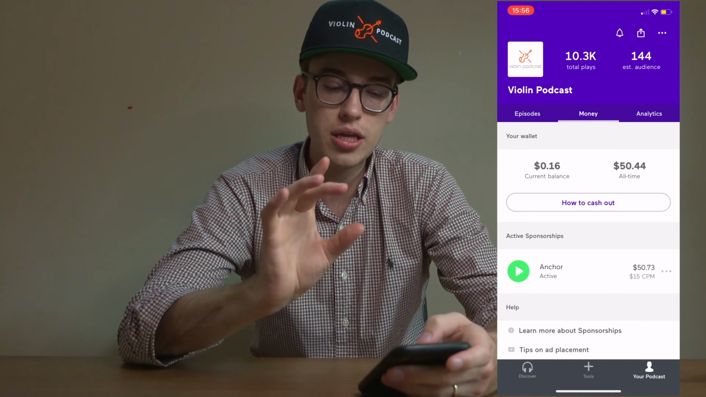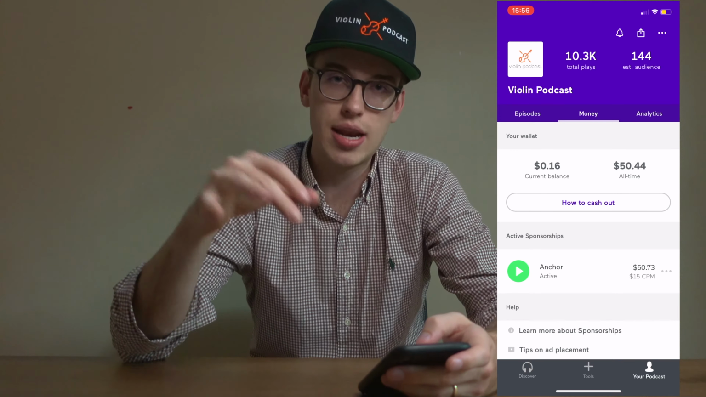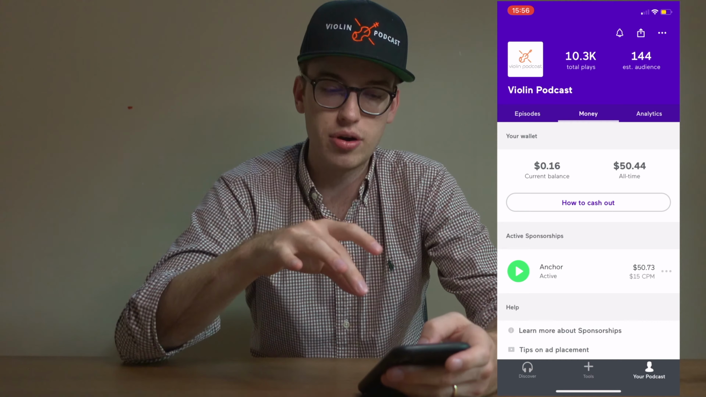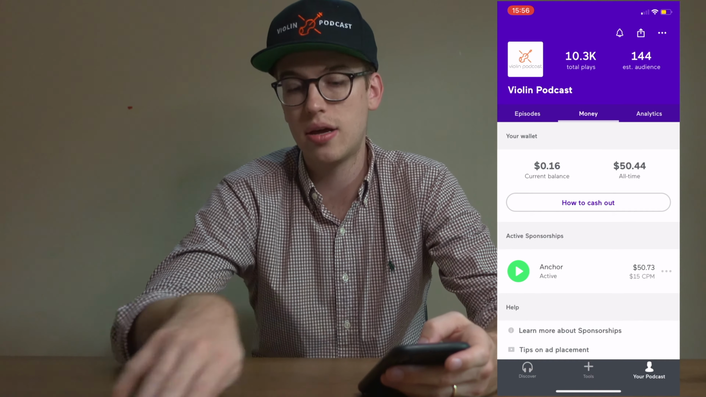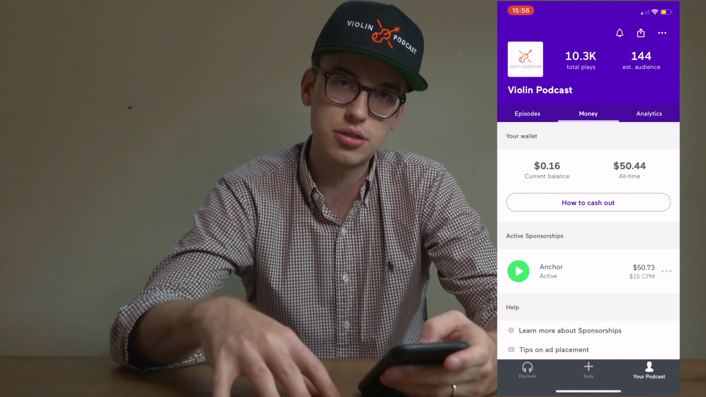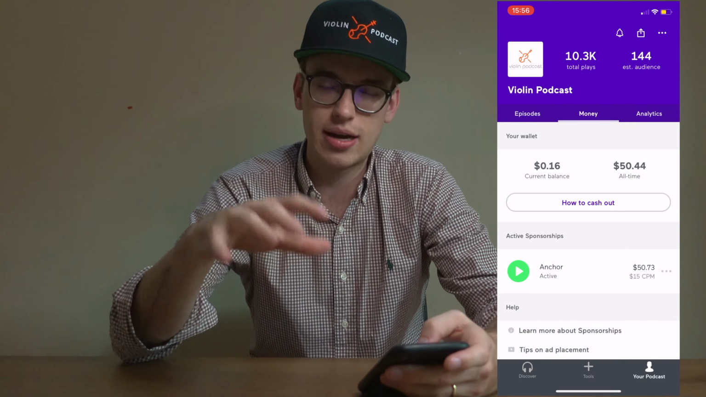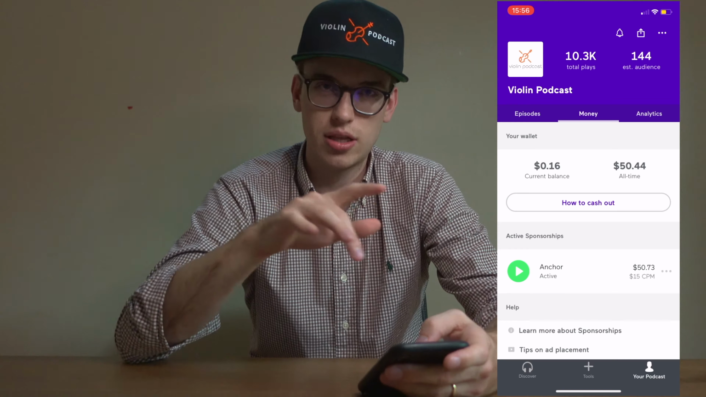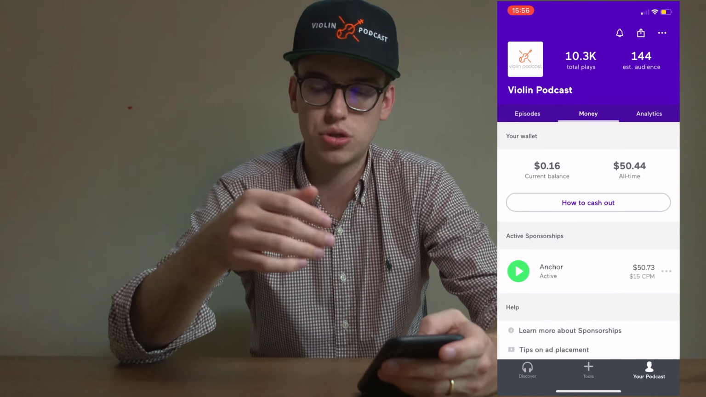So in this case, I have a Stripe account that's connected to Anchor, and then all I've got to do is cash out, and then the bank account that I have, my business bank account, is connected to Stripe, and then it's connected to Anchor. So it's kind of like a two-way, three-way kind of situation here.